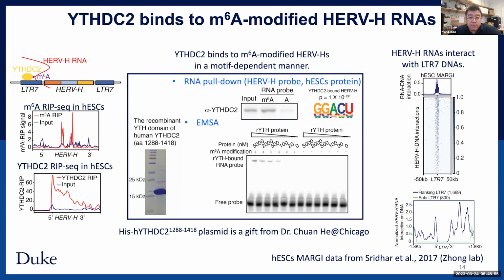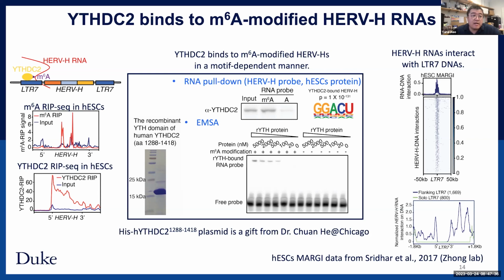Furthermore, we separated the LTR7 sequences based on whether these LTR7s are solo LTR7s or the LTR7s that are flanking the full-length HERVH coding sequence. From this analysis, we found that the HERVH RNA specifically interacts with the LTR7 sequences flanking the HERVH full-length sequence, but not the solo LTR7 sequences. So from this data, we demonstrated that HERVH RNA is modified by m6A, and there are physical interactions between YTHDC2 and HERVH RNA, as well as between HERVH RNA and LTR7 DNA.